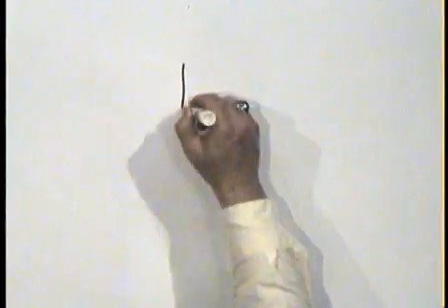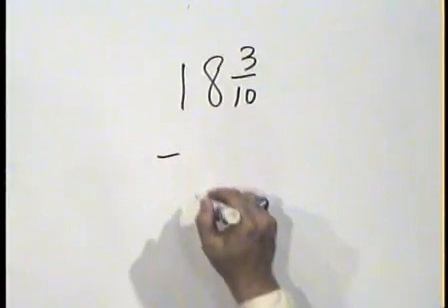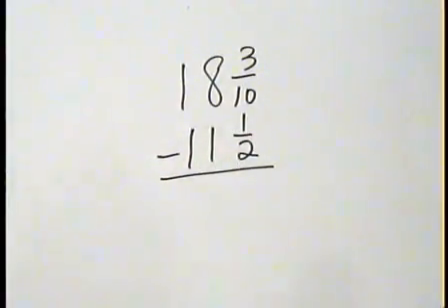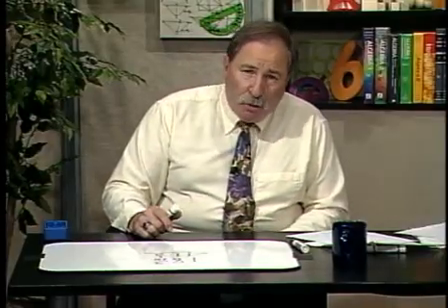And again, this is not that difficult. The key thing is step by step, not trying to do the entire problem in one shot, but doing each of the steps step by step. Let's see, how about 18 and 3/10 minus 11 and 1/2? Same idea. Go ahead and stop the tape, work the problem, get it in lowest terms, turn the tape back on, and we'll work the problem together.